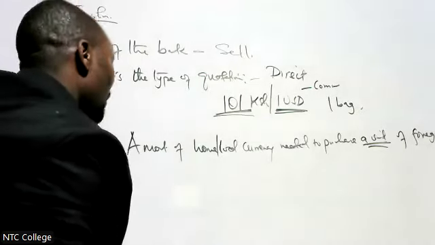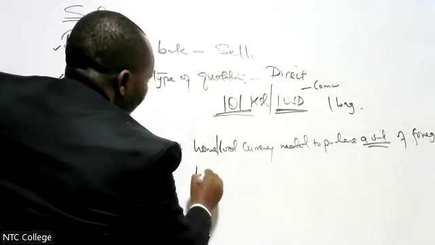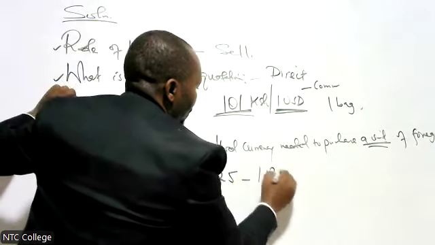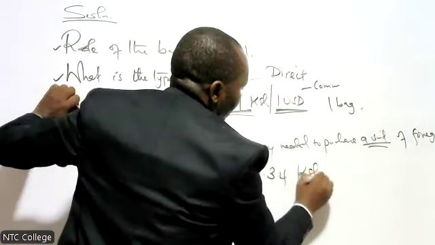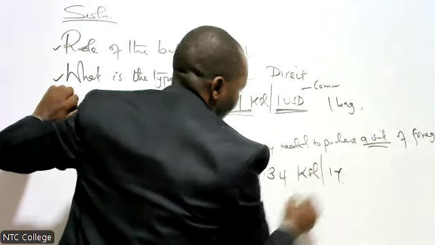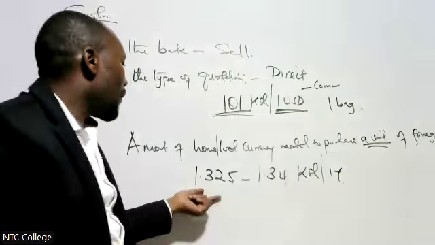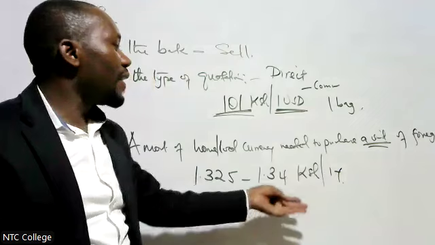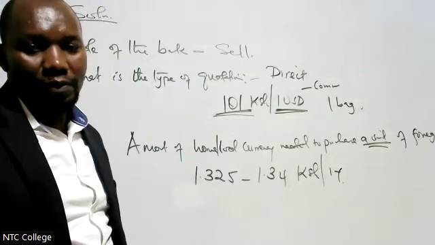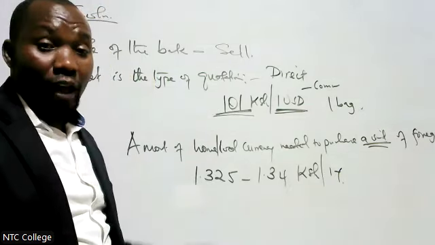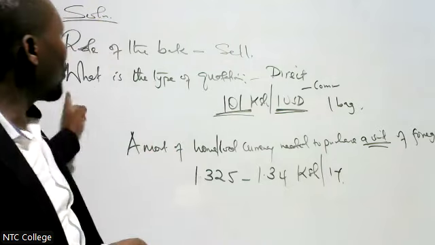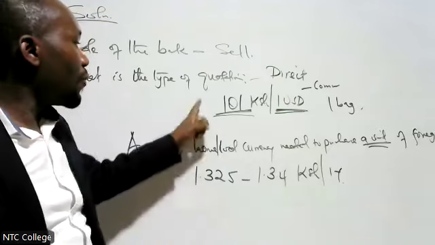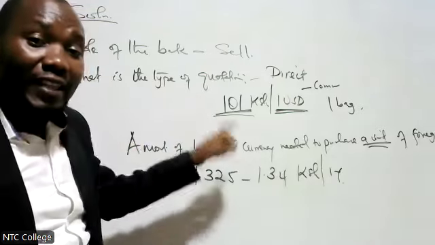Now, the expression that you're given there is 1.325 to 1.34 Kenyan shillings against Japanese yen. So these are the amount of Kenyan shillings that you require to buy 1 yen. Therefore, this makes it a direct quotation. Now that you know that it is direct quotation, why do you want to know the type of quotation? It will help you to know where buying is and where selling is.